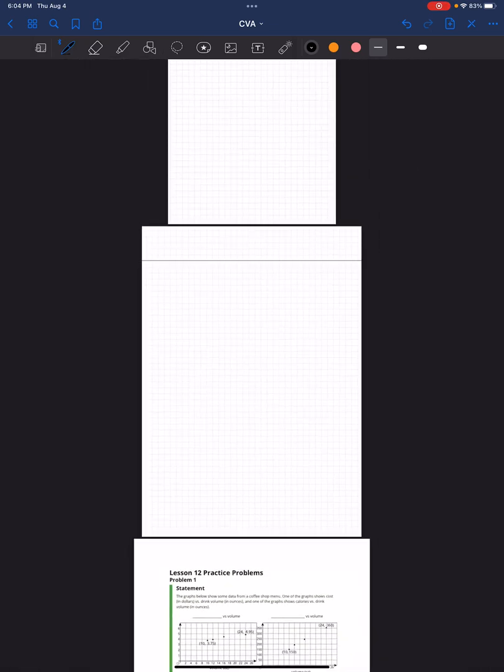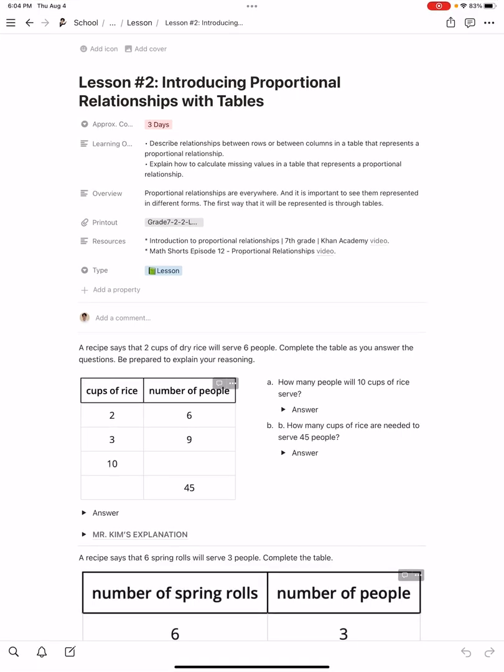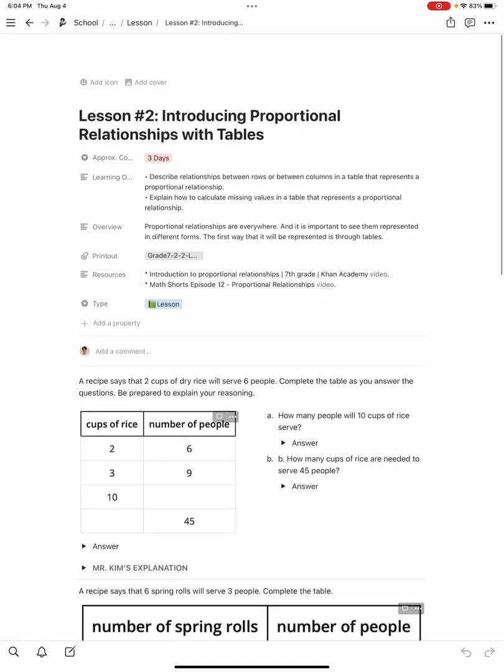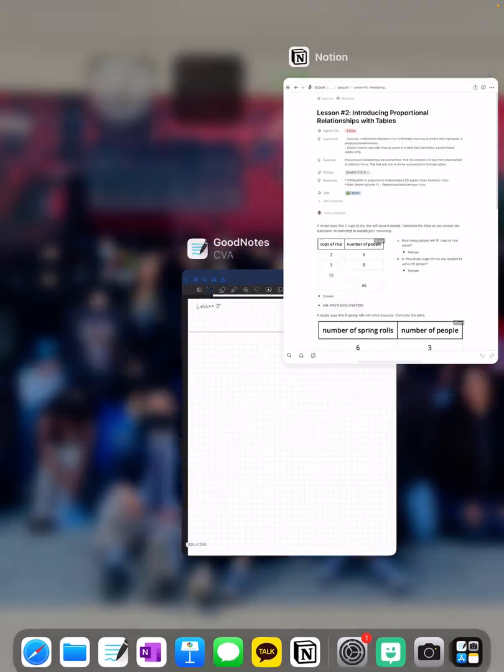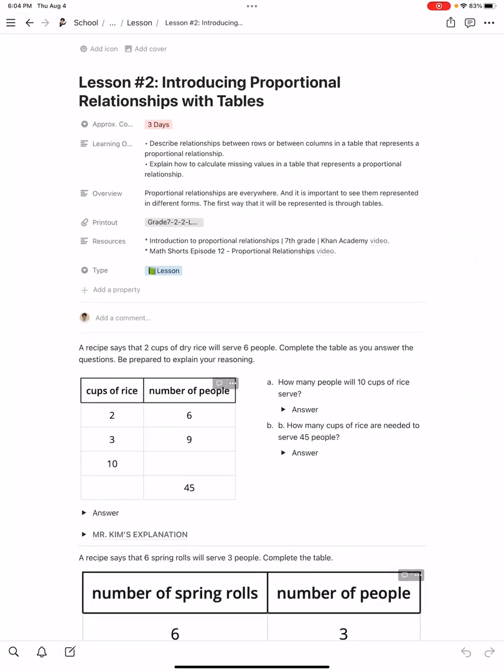So the first thing you need is the lesson number. In this scenario, the lesson number is 2. If you guys look over there, there's a 2 on the top right there. So it's going to be lesson number 2. And then the next one is the lesson name. The lesson name is Introducing Proportional Relationships with Tables.